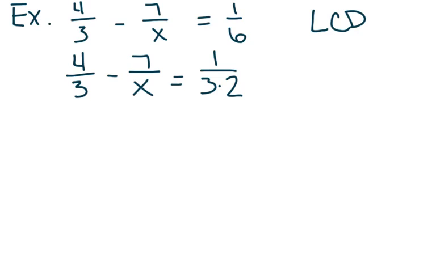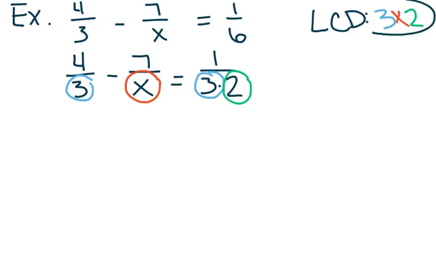So here's what I'm looking for. Notice that there's a 3 in this denominator, and there's also a 3 in this denominator, so definitely a 3 for my LCD. And now I'm looking at anything else that's included in the denominator that I missed. There's an x in this one, so I definitely want an x in the denominator. And then the very last thing is there's also a 2, so I want a 2 in the denominator as well. Okay, I'm going to take that LCD that I just found, and I'm going to multiply it to the tops of all the fractions.